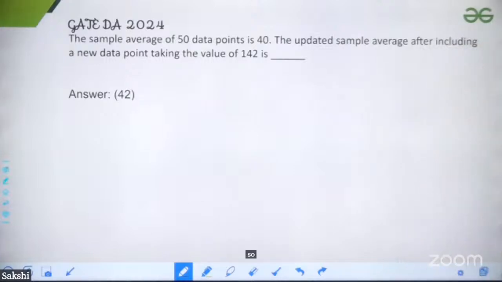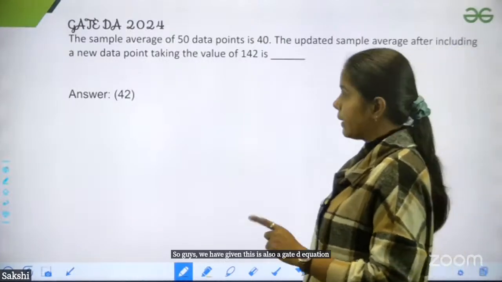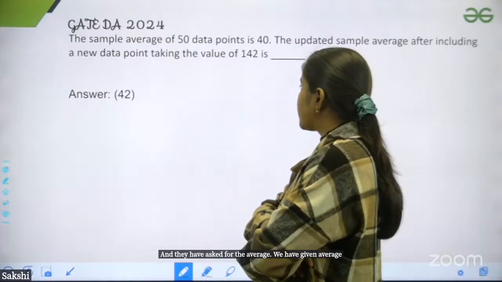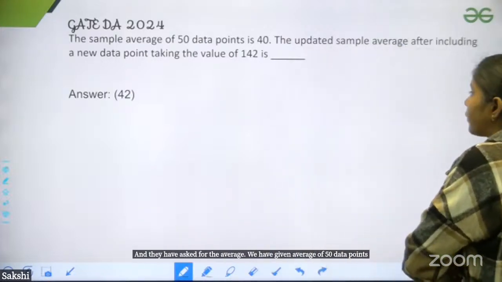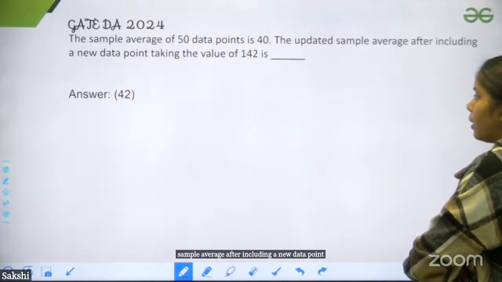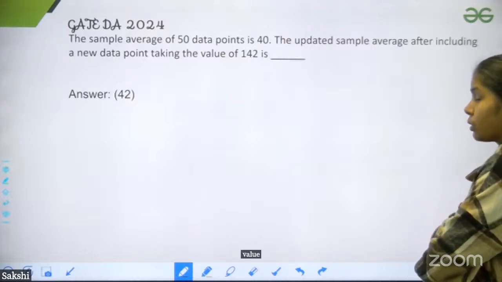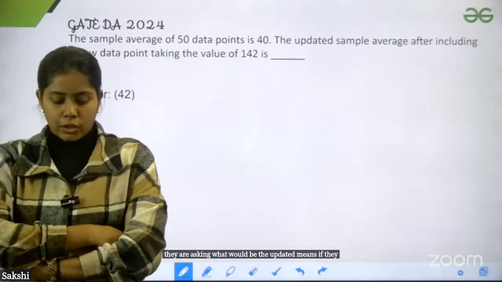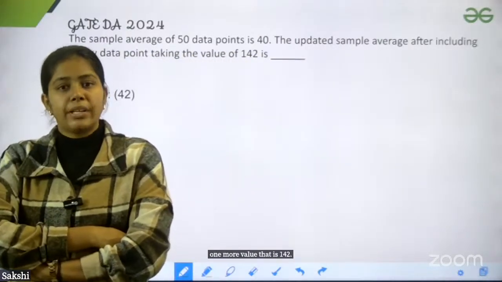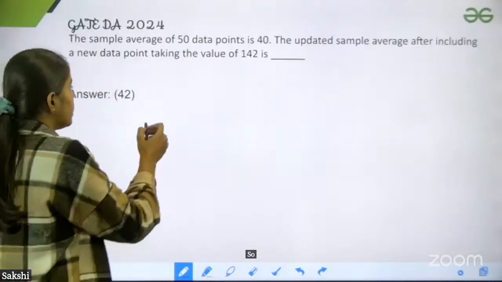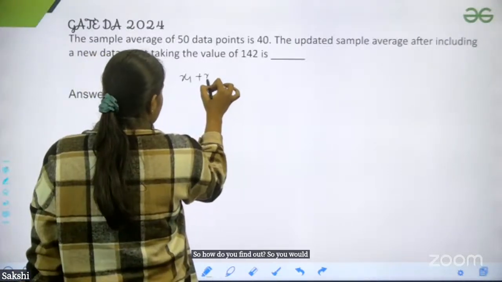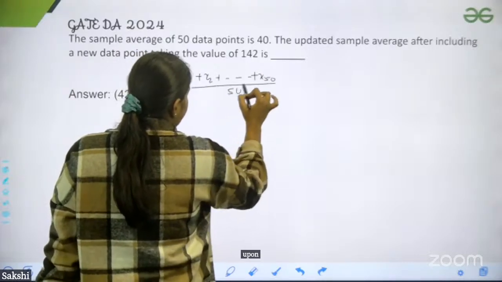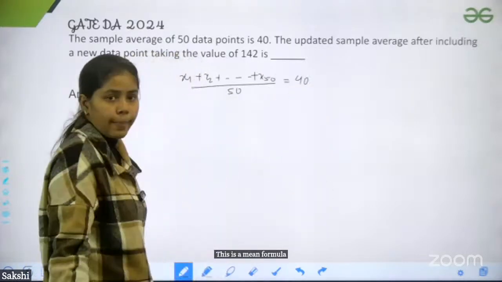Now let's see the next thing. So guys, this is also a GATE DA question, and they have asked for the average. We are given the average of 50 data points is 40. The updated sample average after including a new data point of value 142 is, so they are asking what would be the updated mean if they include one more value, that is 142. How do you find out? You would take x1 plus x2 plus up to x50 upon 50, which is the mean formula, equal to 40.